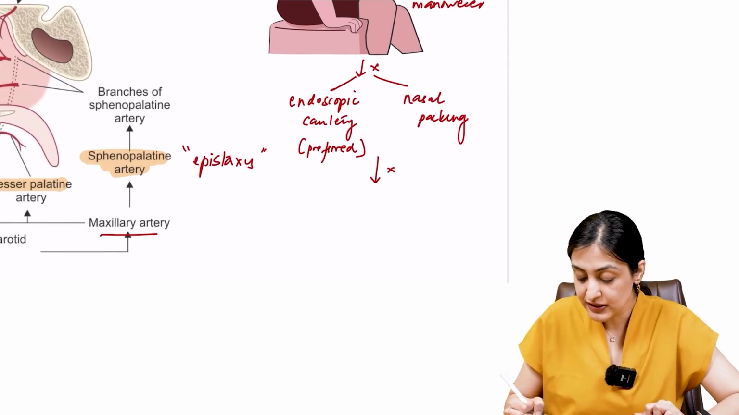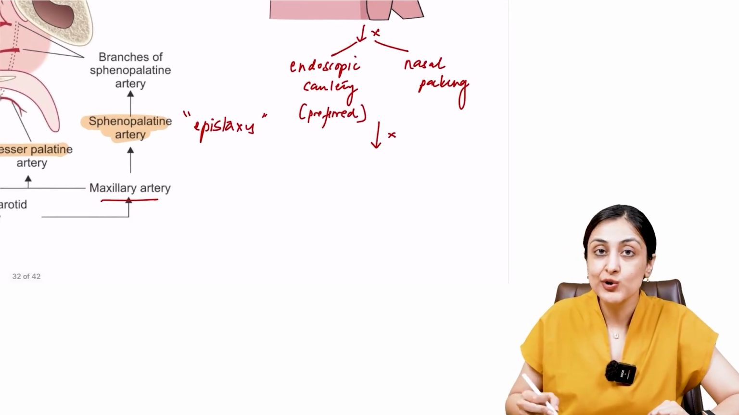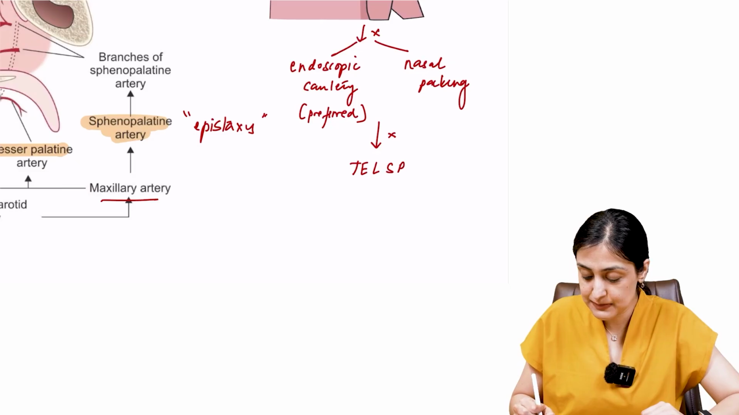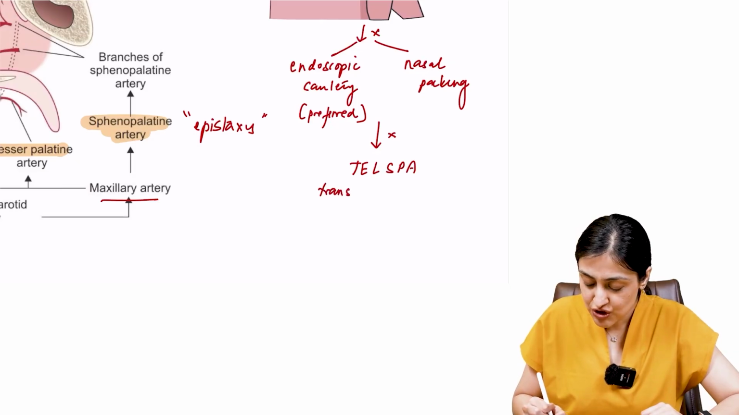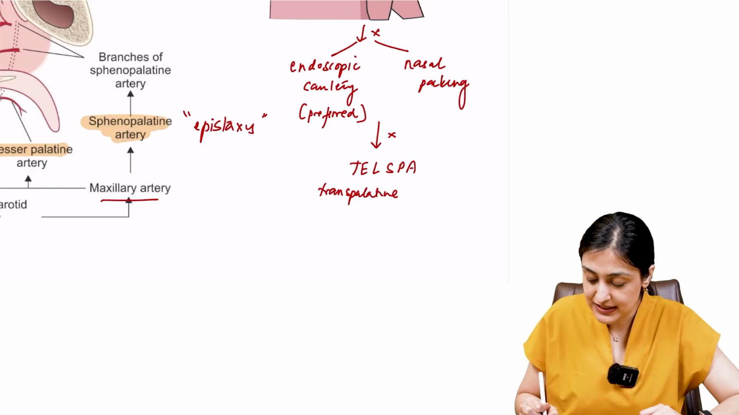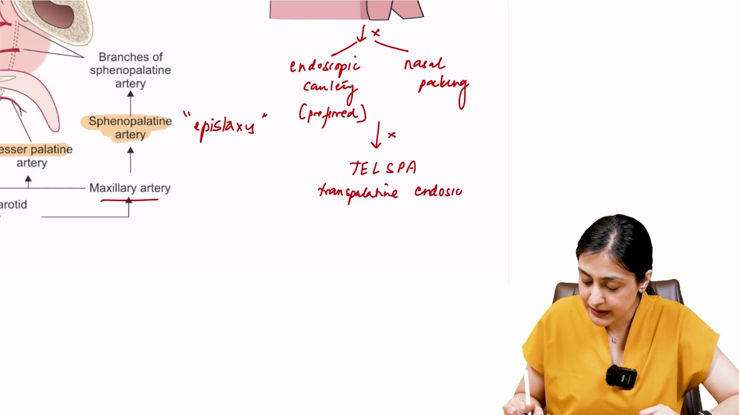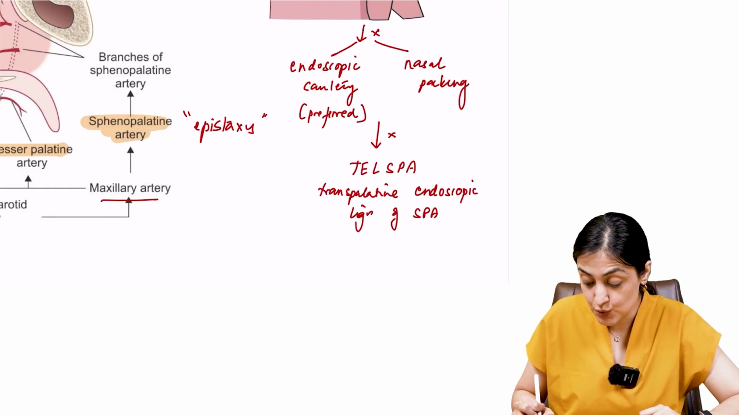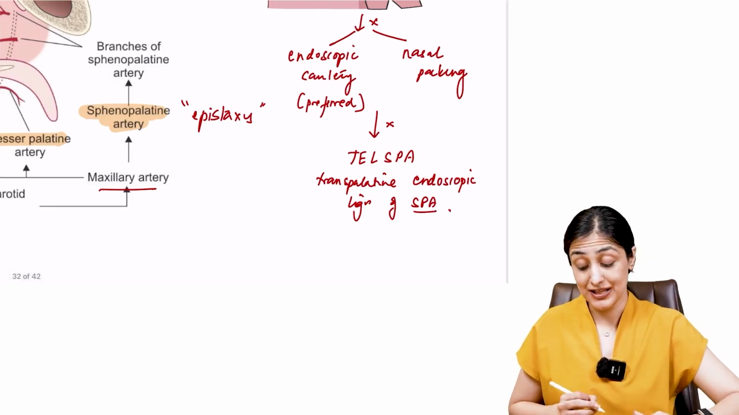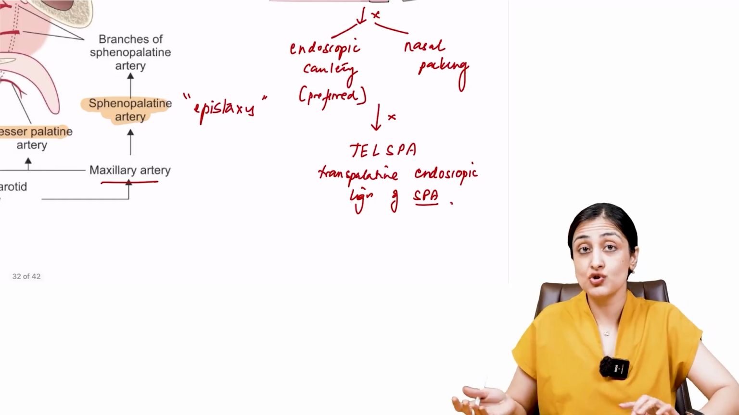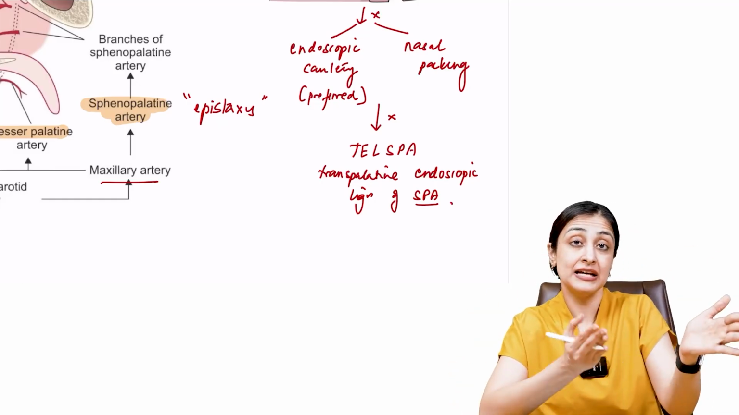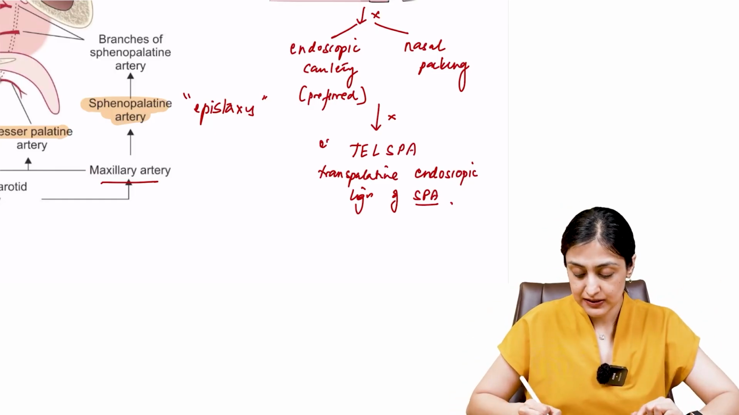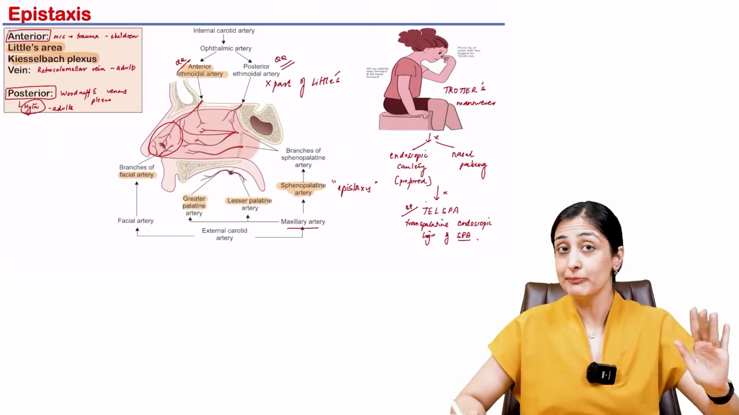If both of these interventions are not helping, then what do we do? Then I have to go for endoscopic ligation, which is called TELSPA. What is TELSPA? That is transpalatine, coming from the palatine route, endoscopic ligation of the artery of epistaxis, which is the sphenopalatine artery. So that's what you target. If this doesn't stop, we'll go and target the maxillary artery, so that more branches can be occluded. But this is what we remember here for management.